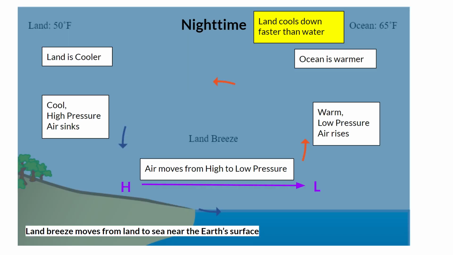And we also talked about nighttime. At nighttime, there's no sun. The land will cool down much faster. Cool air has high pressure and high density, so it sinks. And the ocean here will cool down much slower, so it's warmer than the land now. And warm air will have low pressure and low density, so it will rise. This will cause a convection current, like so. Now we have high pressure near the land because the land is cooler, and low pressure near the water because the water is warmer. And remember, winds move from high to low pressure. This is why we call this a land breeze, because the breeze will move from the land towards the sea.